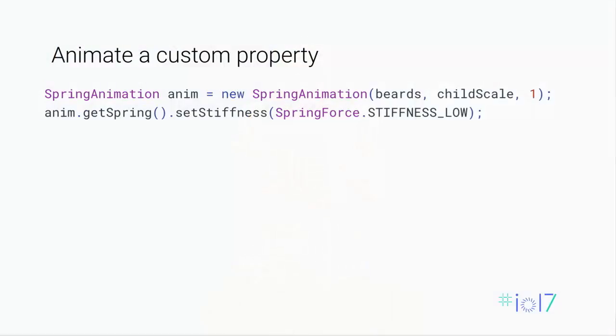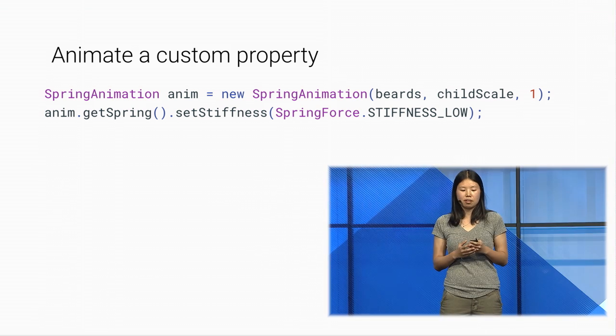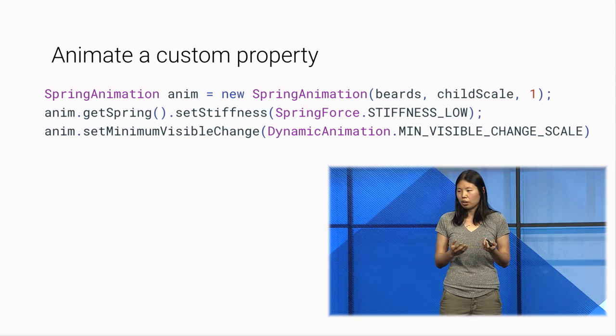Now that we've created this custom property, we can put it in an animation. So we're going to create an animation on the child scale property for the list of beers. And again, we're going to set the stiffness. If you remember, stiffness changes how quickly the object returns to its resting position. Here, because we want the scale change to be more graceful, we want to use a low stiffness. And finally, we're going to set the minimum visible change.